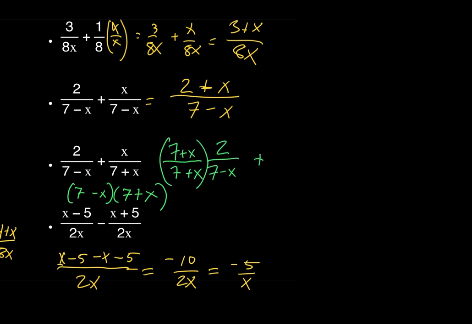And the second half of my equation is x over 7 plus x. But I want it to be 7 plus x times 7 minus x. So I'm going to multiply this by 1. Specifically, 7 minus x over 7 minus x.